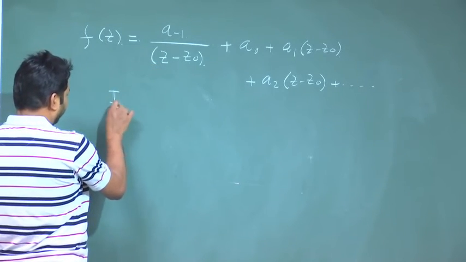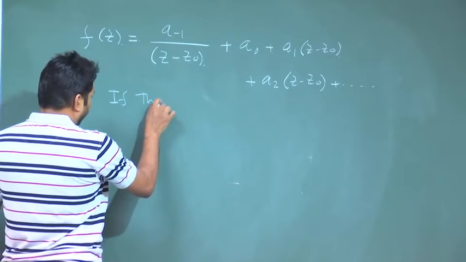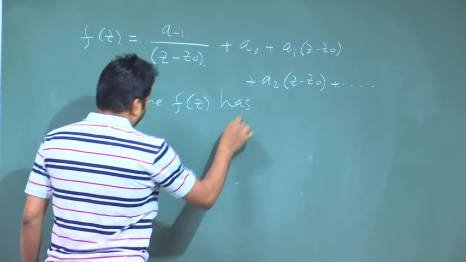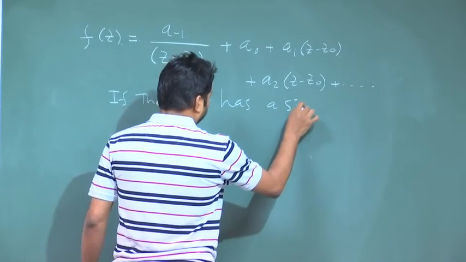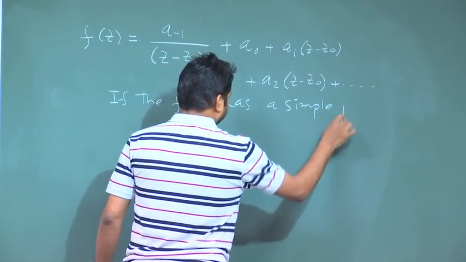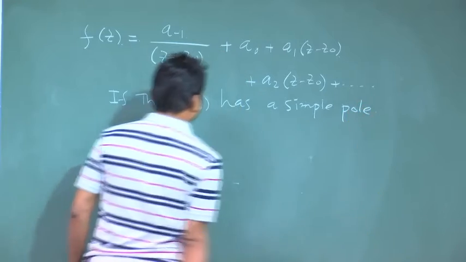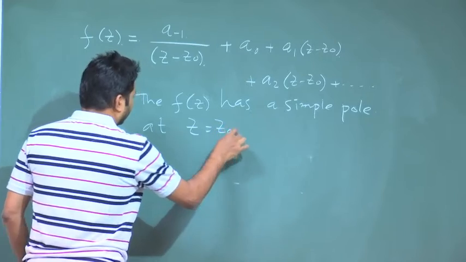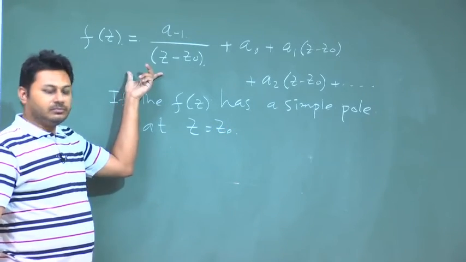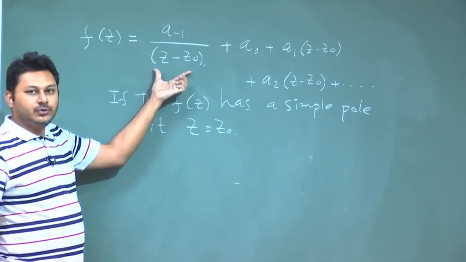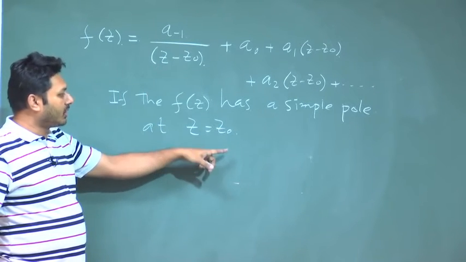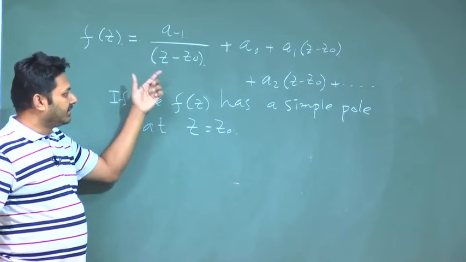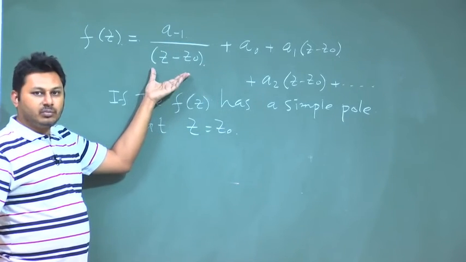So, if the function f(z) has a simple pole at z equal to z0, then I can expand this function in this form, because I know that only one term should be there. This is a pole of order 1, which means it is a simple pole. I can expand this function in this way.